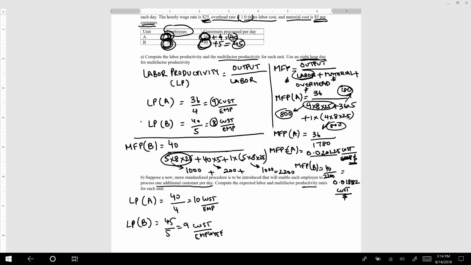So if you see, the productivity has clearly increased. For unit A it used to be 9, now it is 10. For unit B it used to be 8 customers per employee, now it is 9.